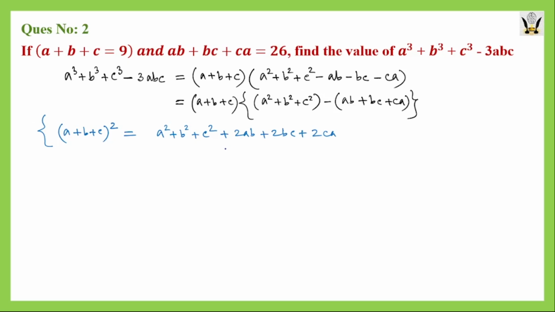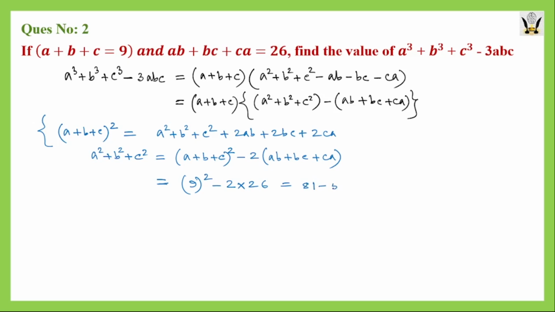We also know this identity, so by using this identity we can easily find the value of a square plus b square plus c square, because here a plus b plus c is known to us, and ab plus bc plus ca is also known to us. Now in place of a plus b plus c, we will put this value, so it will be 9 square minus 2 times 26. So it will be 81 minus 52, so it will be 29.